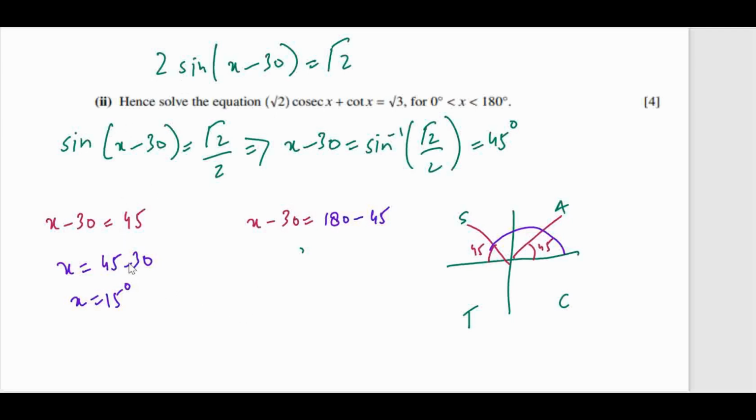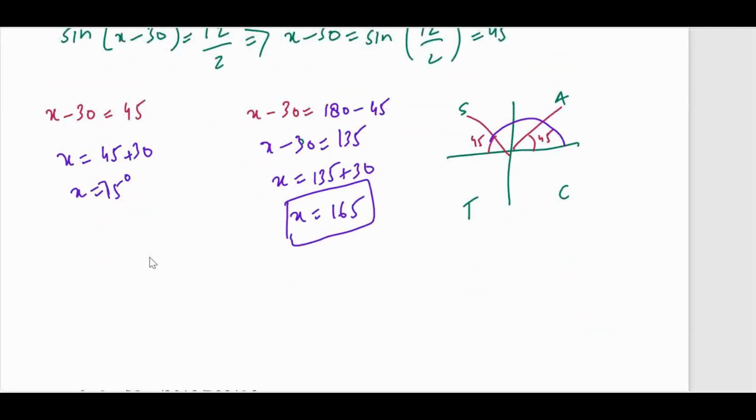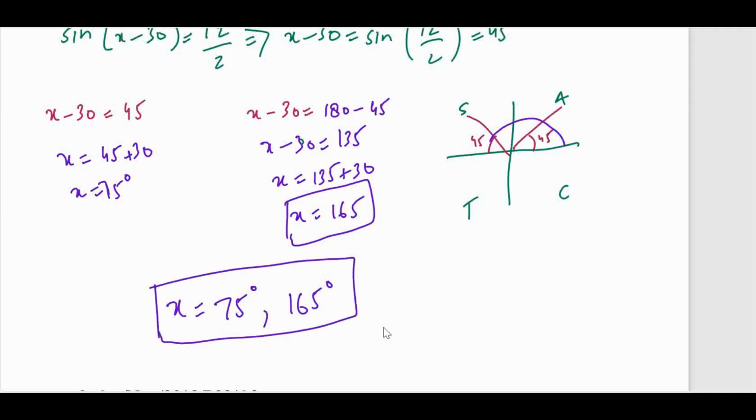So this must be plus 75 degrees. And from here, this will be x minus 30 is equal to 135. Yes. And then if we add 30, x is equal to 135 plus 30, so x will be equal to 165. So this will be the final answer, that x is equal to 75 degrees and 165 degrees. This will be the final answer.